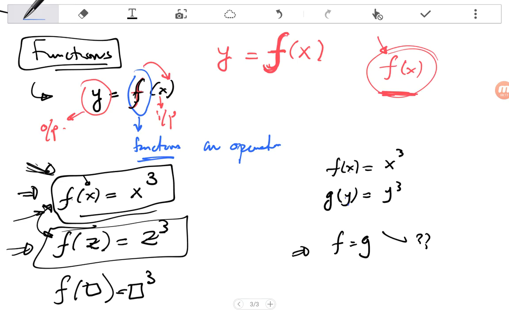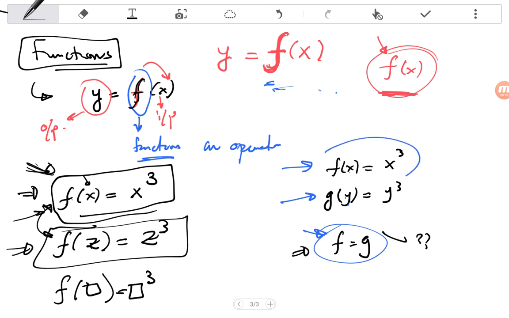What is the function? The function, as I told you, is an operator. When are two functions equal? When they operate in the same way on the given input. So what would I determine from these two expressions? How can I specify f and specify g? How can I know that f is equal to g? If they operate in the same way, I need to know the way by which f and g operate on their input. If they operate the same way on the input, they are equal functions.